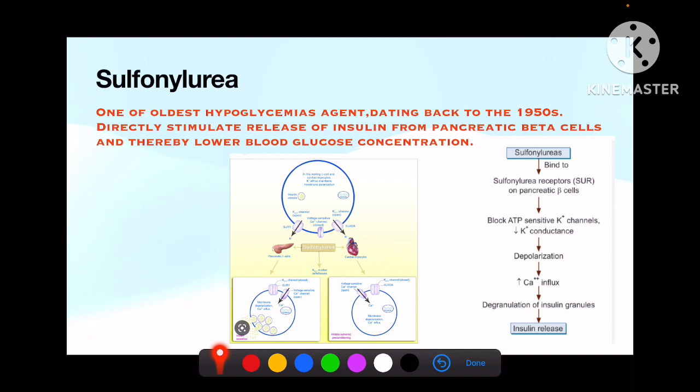Due to low potassium conductance, what will happen? Depolarization will happen, and when it reaches threshold level, then the calcium influx will be high. With that, what will happen? Degranulation of the insulin granules will occur, and the insulin will be released. That's how all these sulfonylureas work in our body. Actually, I'm not giving much detail regarding this. I just want to highlight here the main steps of the mechanism. I hope you understand how it works in your body, right?